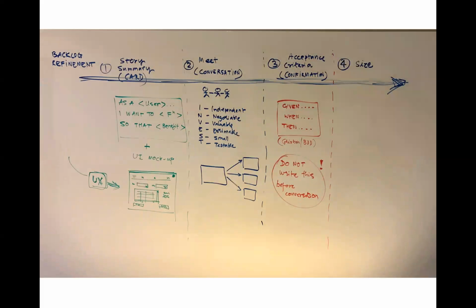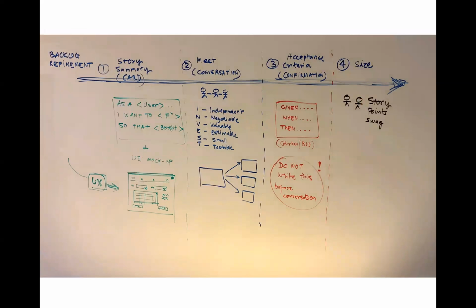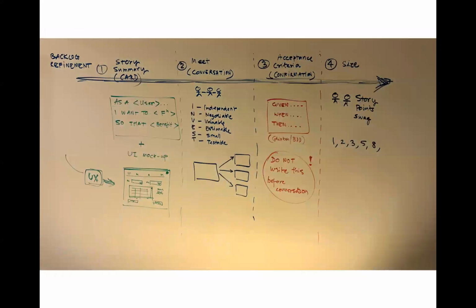Finally, step number 4 has to do with sizing. So engineers, it's time for you to put the story points on the story now. Please note, we are not playing planning poker at this time. It could be just a pair of engineers putting a story point SWAG on these stories. Hopefully you're using Fibonacci, which goes as 1, 2, 3, 5, 8 for the story points.